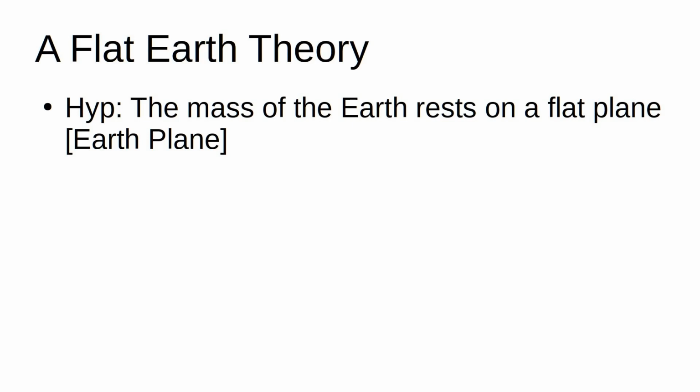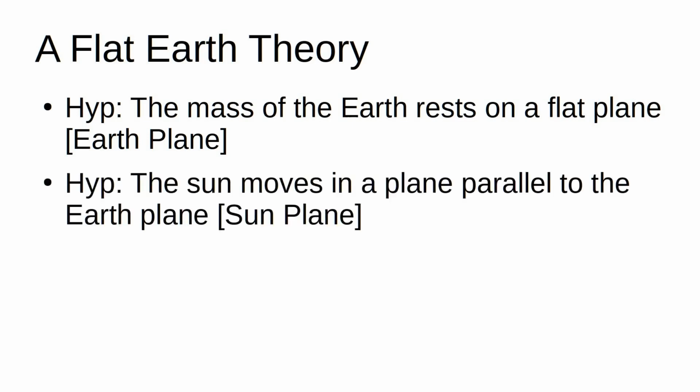Firstly, we have the fundamental hypothesis of flat Earth theory, that is, that the mass of the Earth sits atop a flat plane. We will call this the Earth plane, and this hypothesis the Earth plane hypothesis. The second hypothesis concerns the position of the Sun in relation to the Earth plane. That is, that the Sun moves about in a plane that is parallel to the Earth plane and some distance above it. We will call this plane the Sun plane, and this hypothesis the Sun plane hypothesis.